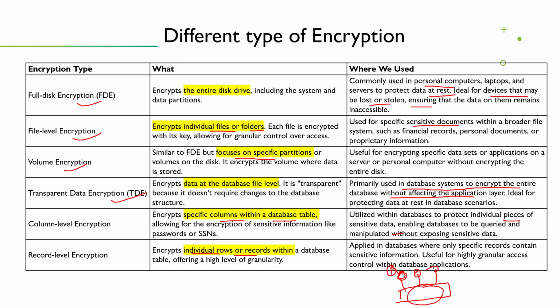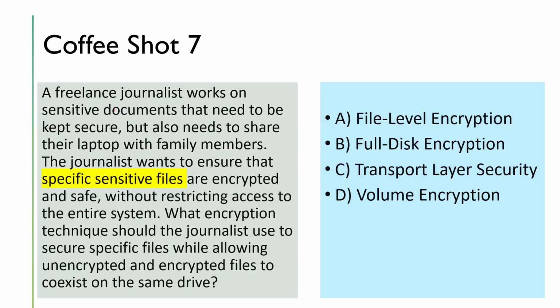So let's move to the next question, and based on that, we'll discuss the pointers. A freelance journalist works on sensitive documents that need to be kept secure, but also needs to share their laptop with a family member. So multi-tenant. The journalist wants to ensure the specific sensitive files are encrypted. Keyword is specific sensitive files are encrypted and accessed without restricting access to the entire system. Makes sense? What encryption technique should the journalist use to secure a specific file while allowing the unencrypted and encrypted files to coexist in the same drive?